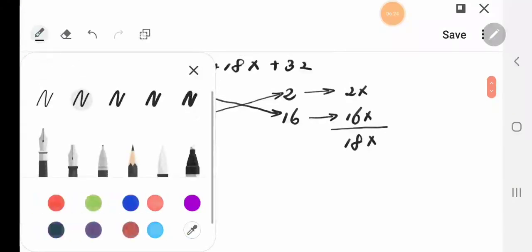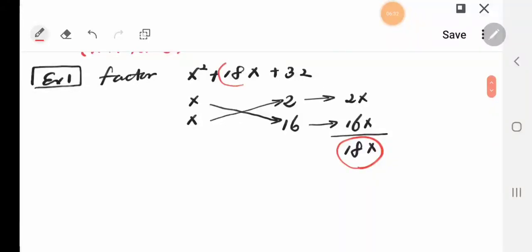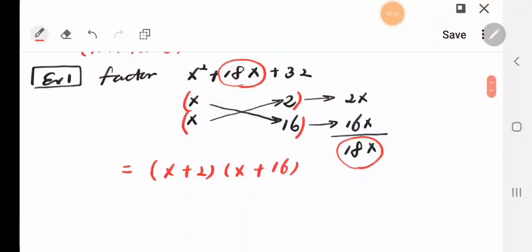So once you add it, then make sure the result is same as what? The second term. This is same as the second term. So we're done. So the answer will be the product of the first line and the second line. Make sure the first line, not diagonally. The binomial should be the first line, x plus 2, times the second line, x plus 16. Don't make a diagonal. Okay, diagonal is different. The first line times the second line. So that's it. That's the result.